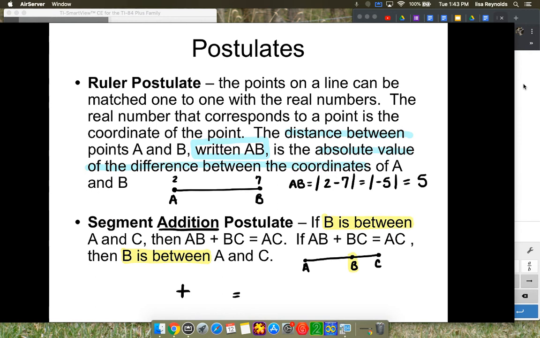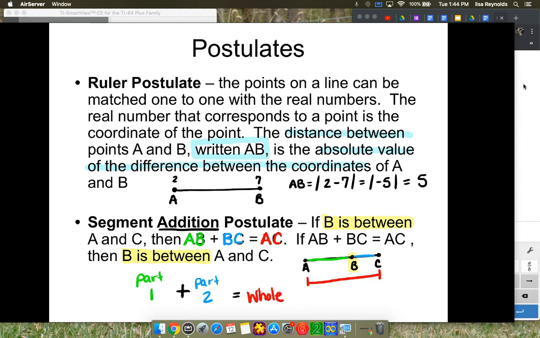So what we have is the segment length of AB. AB is our first part. And then we have our second section, which is BC. So this is our second part. And then we have AC, which is the whole thing.